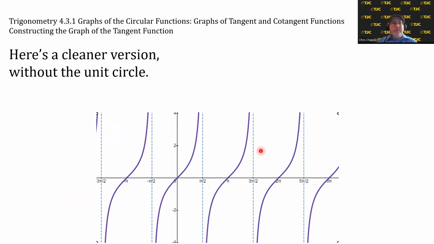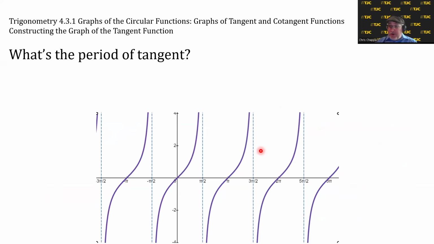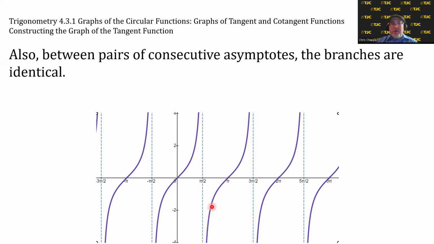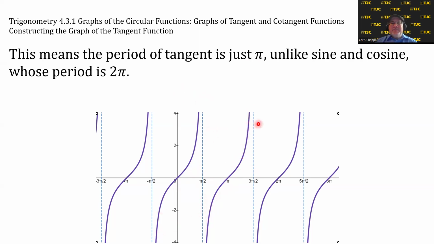Nice and smooth. Now, what's the period? You would think it's 2 pi because that's one trip around the unit circle. However, notice the distance between consecutive asymptotes is pi. For example, 3 pi over 2 minus pi over 2 is 2 pi over 2, which is pi. And also, between pairs of consecutive asymptotes, the branches are identical. This means the period of tangent is just pi, unlike sine and cosine, whose period is 2 pi. So changing period there, period of tangent is pi.